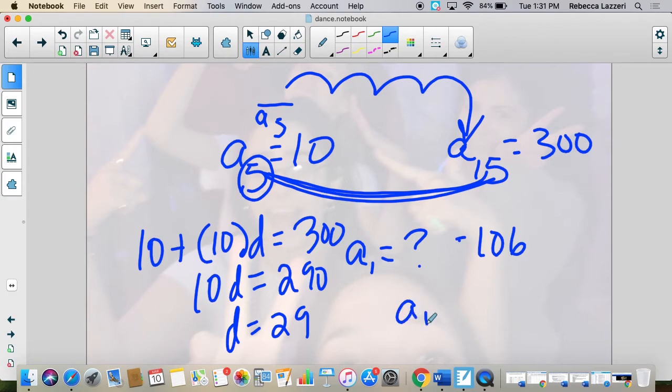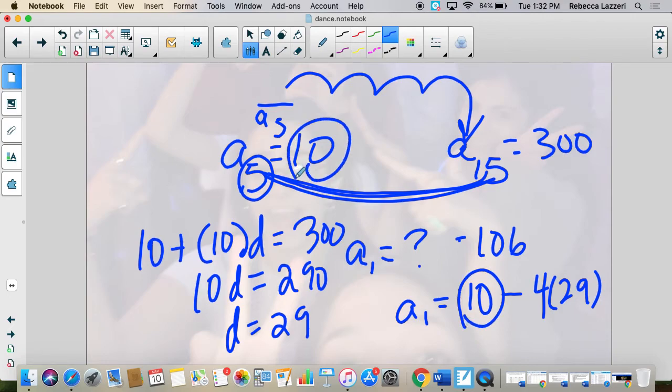Now, what's the easiest way to backtrack to a sub 1? You can start at a sub 5, and you can subtract how many of those 29s? 4. And I think that gives you negative 106. Do y'all see if I'm at a sub 5, I'm going to go back by 29. I'm going to subtract 4 29s.